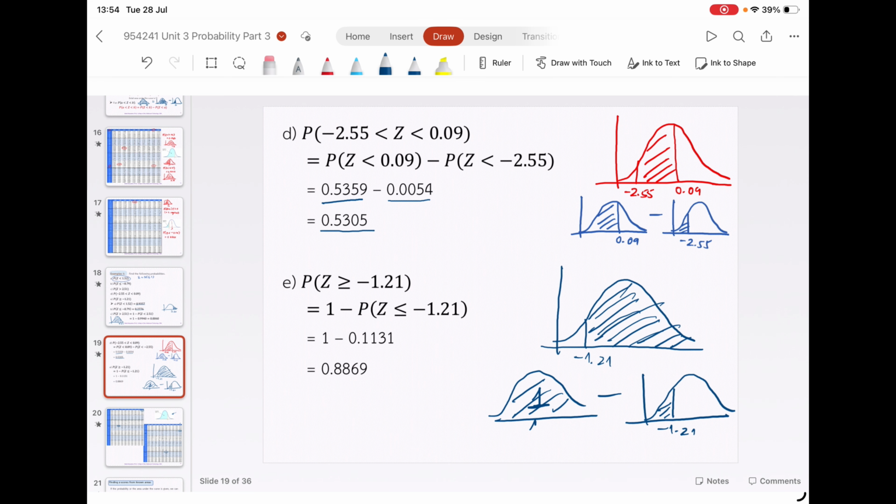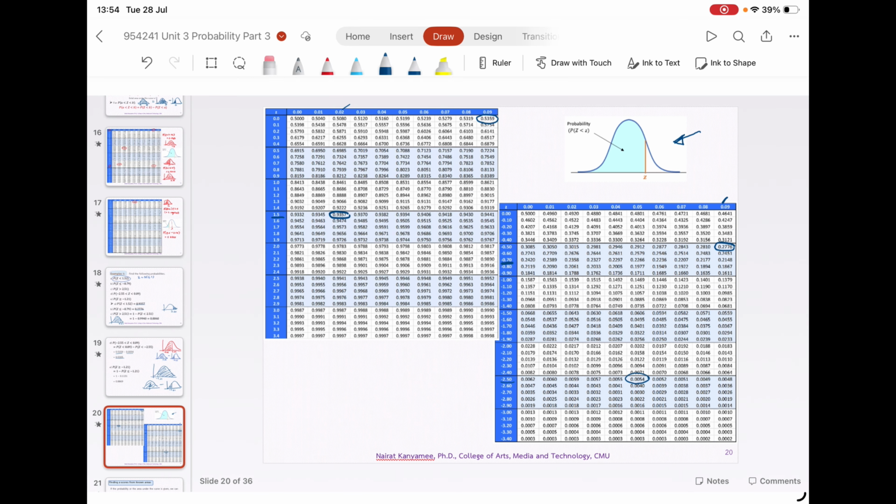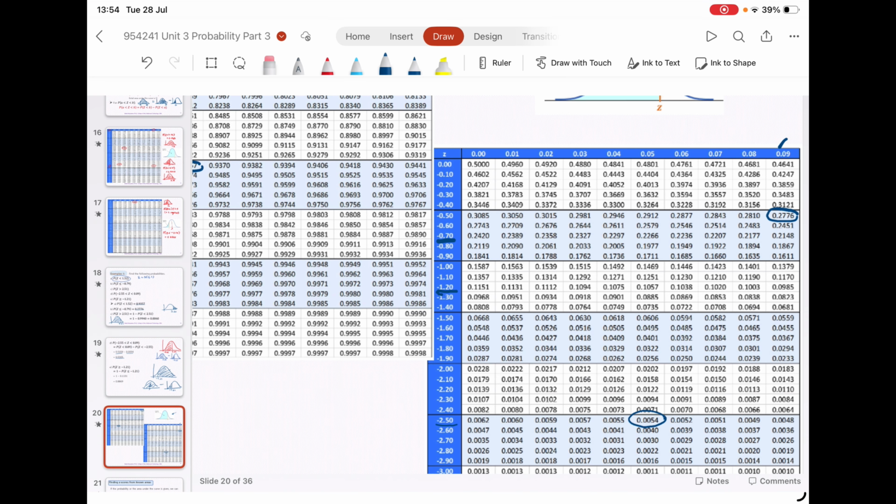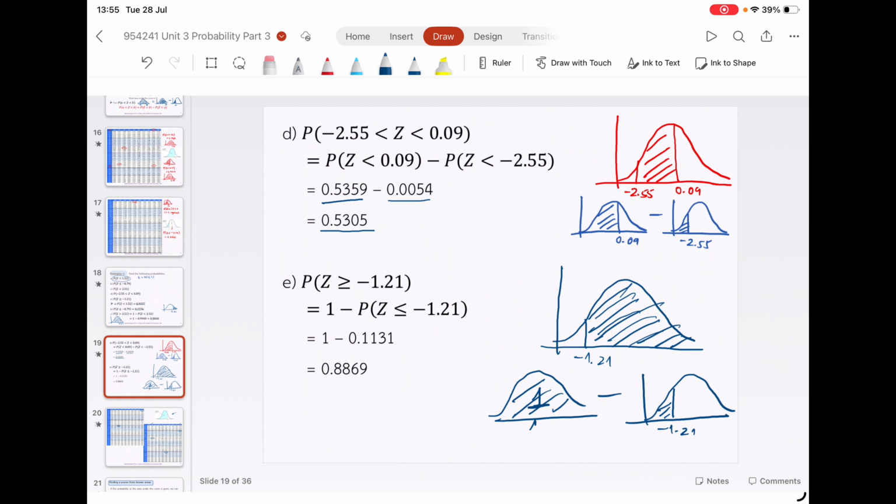So from the table, Z less than minus 1.21, minus 1.2 and 1, so it's here, right? 0.1131. So 0.1131 is here, take out from 1, gives you 0.8869. Okay, so this is how to find the probability of the shaded area by using the table.